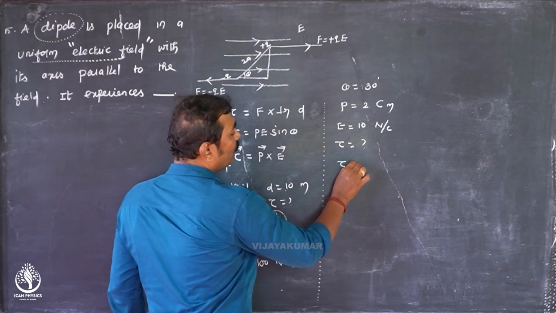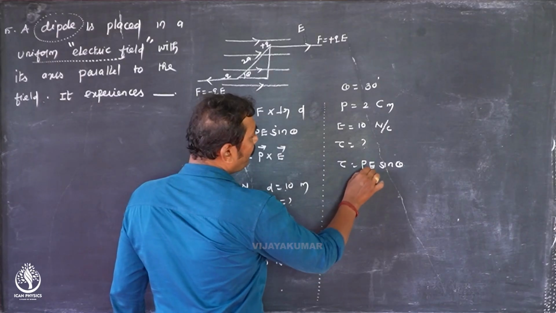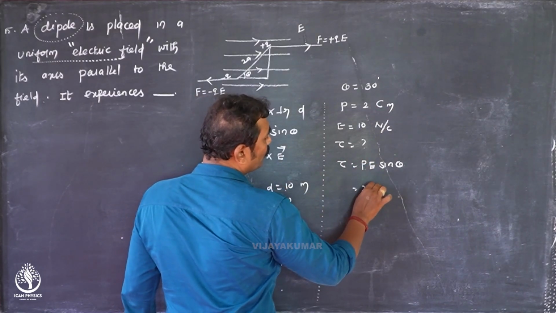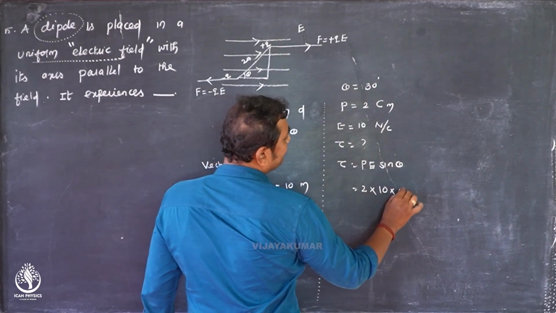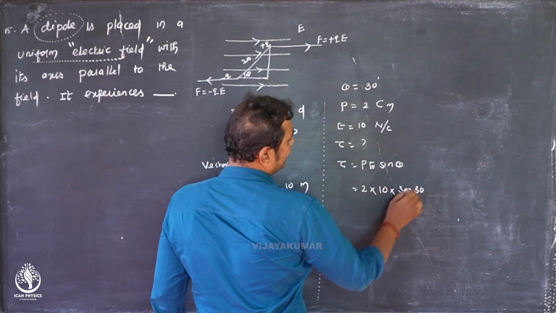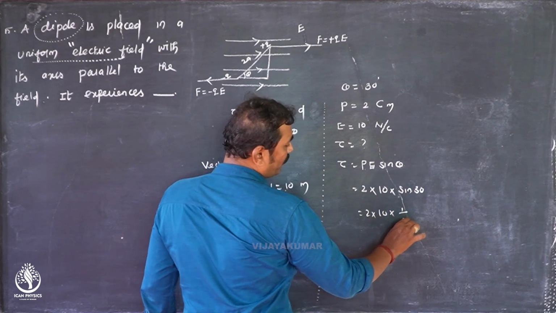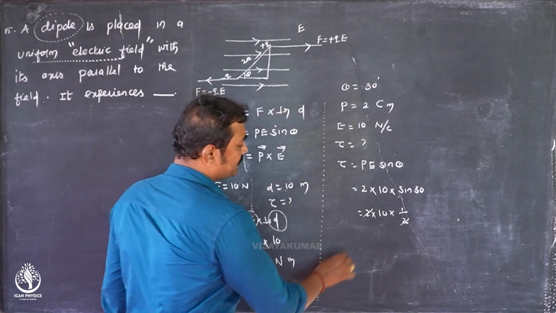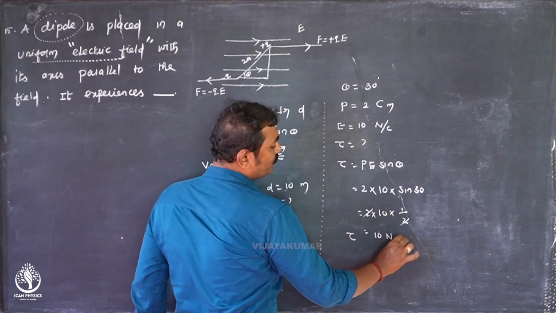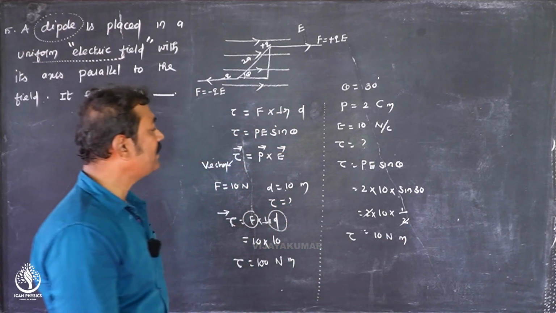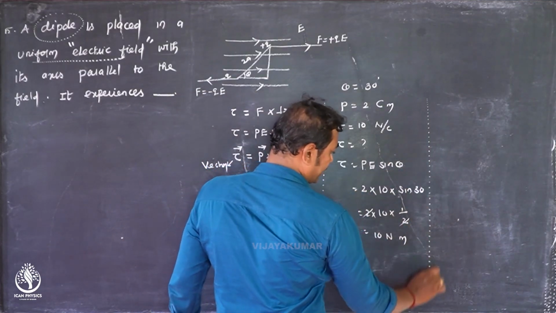The torque tau equals PE sin theta. The value of P is 2, E is 10, and theta is 30. So 2 into 10 into sin 30, which is 1 by 2. The 2 gets cancelled, so 1 into 10 is 10. So torque tau equals 10 Newton meter.